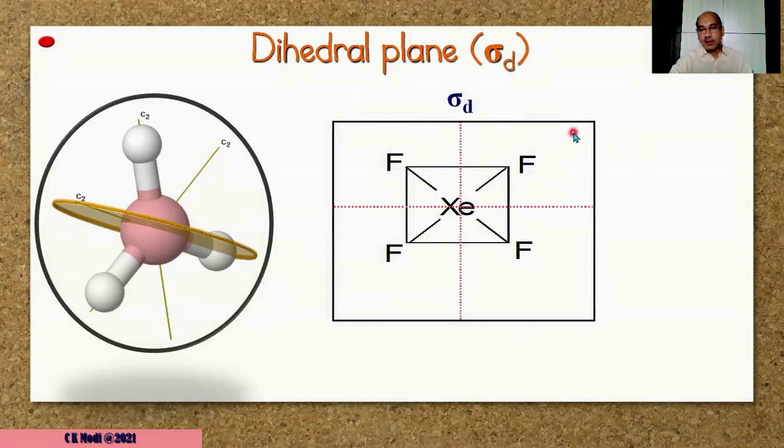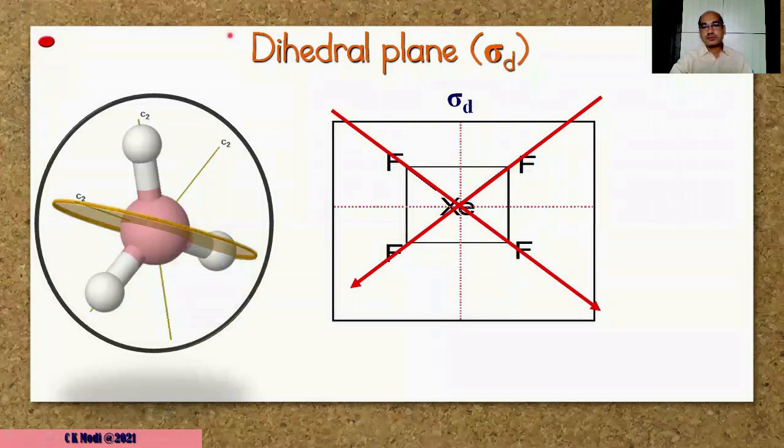Now, the second condition: it passes through the center of two subsidiary C2. Now look at this. This is the first C2. This is the second C2. So it passes through the angle between the two subsidiary C2. So this is called sigma d. So we call this sigma d. So there is one sigma d.